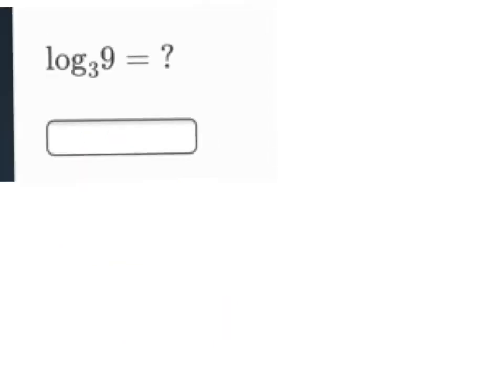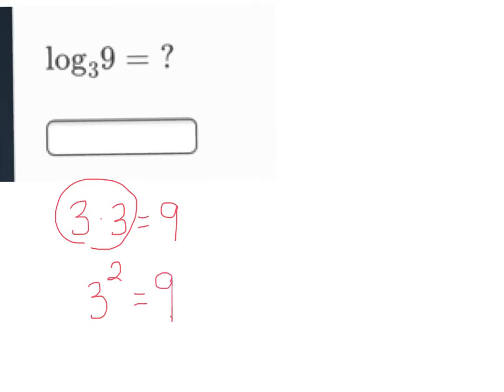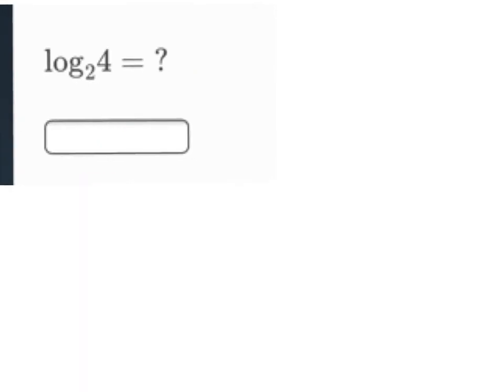So why don't you pause the video and see if you can do this one. On this one, we're saying 3 raised to what power will give me 9? Okay, 3 raised to what power will give me 9? Well, 3 times 3 equals 9. And that's 2 3's, right? So what we're saying is 3 squared will give me 9. So in this case, the answer is 2, because 3 squared equals 9.